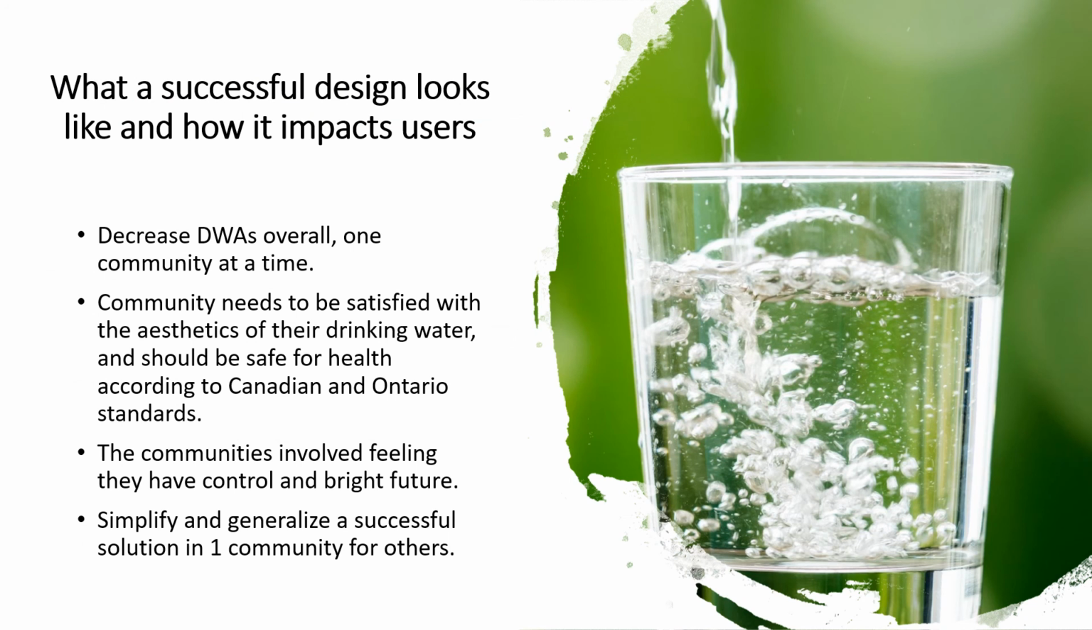We came up with a few parameters for success. Initially, we set a goal of 50% overall reduction in drinking water advisories, but we believe it's better to approach this on a community by community basis and have a model that is generalizable to other communities once proven successful. We want the end users to be satisfied with their water quality, and we want the water to be in line with standards set by the federal and provincial government.